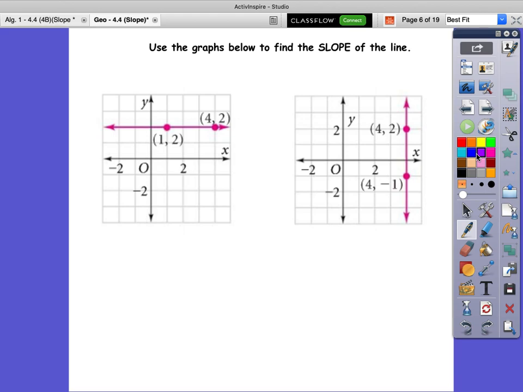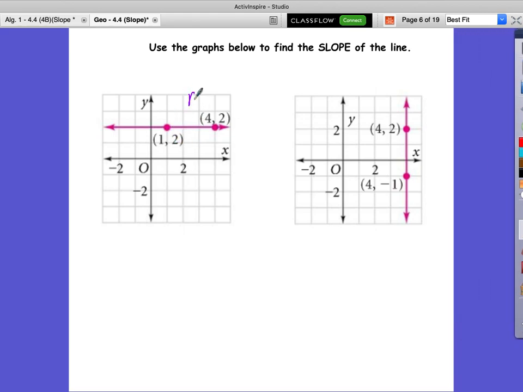Maggie, what's this slope? Because our rise is 0 and our run can be either positive 3 or negative 3. 0 divided by anything except for 0 is 0.